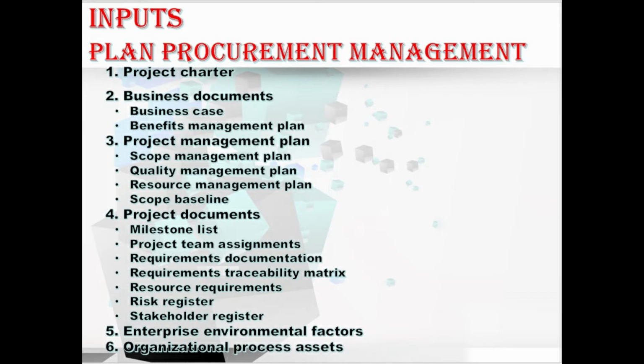We have the project documents, which contain the milestones list, the project team assignments, requirements documentation, requirements traceability matrix, resource requirements, risk register, and stakeholder register. Let me explain one by one. First, the milestones list. This list of major milestones shows when the sellers are required to deliver their results.